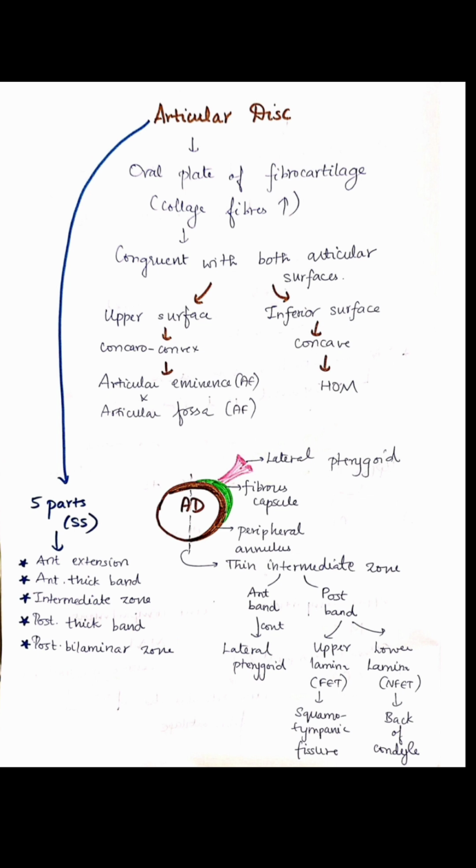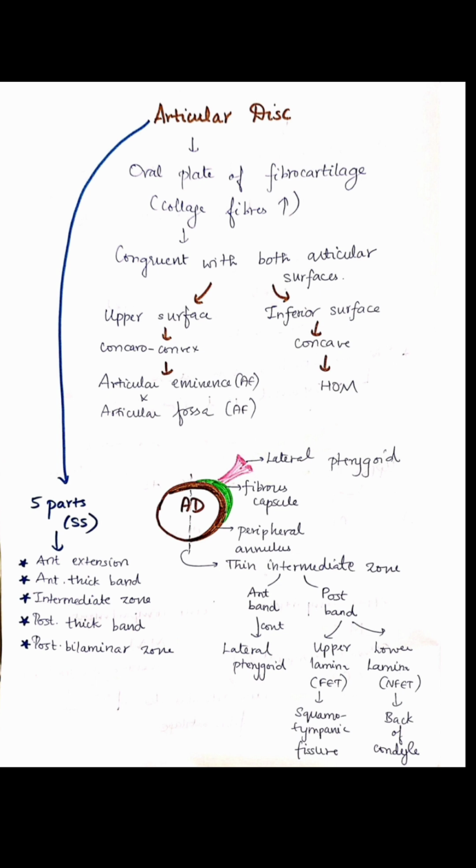Next is the articular disc, which is an oval plate of fibrocartilage. It has more collagen fibers. It is congruent with both the articular surfaces. It has two surfaces, upper and inferior. The upper is concave or convex, the inferior is concave. The upper surface fits against the AE and AF, that is the articular eminence and fossa. The concave surface fits against the HOM, the head of the mandible.